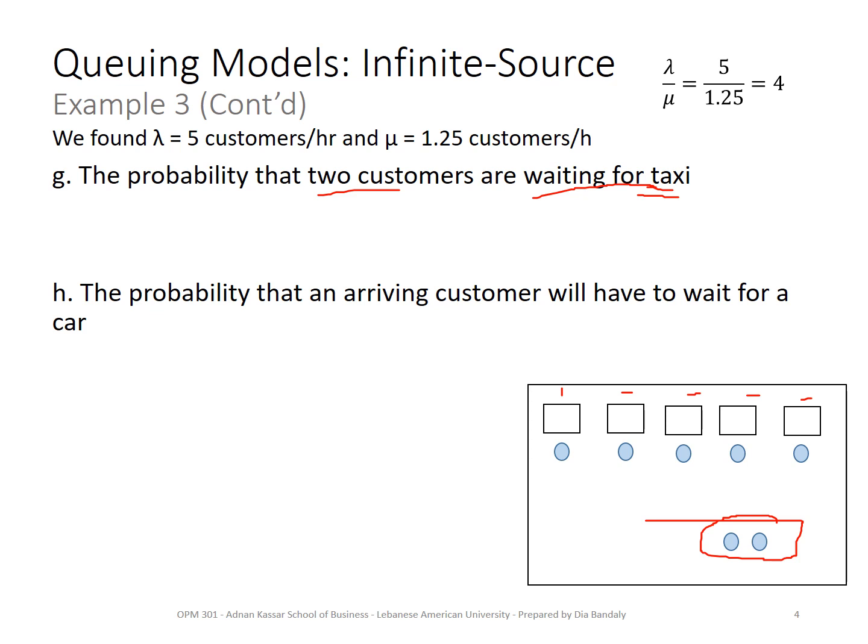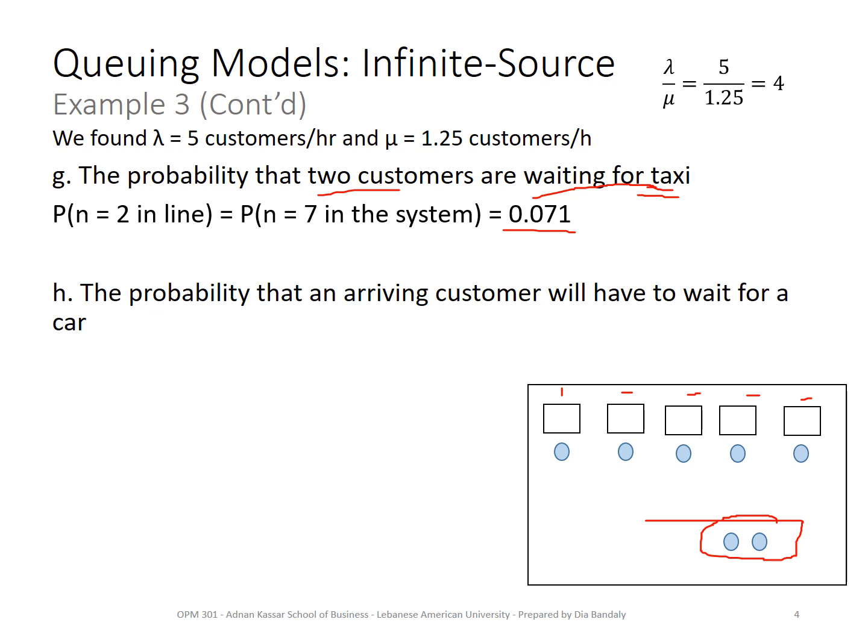So I have 5 other customers, I know that. When I have 2 in line, that means I have 5 being served, which means the total in the system is 7. So that allows me then to write this equivalence, right? P of n equal 2 in line is P of n equals 7 in the system. And this is an answer that we found in the previous slide, which is 0.071.